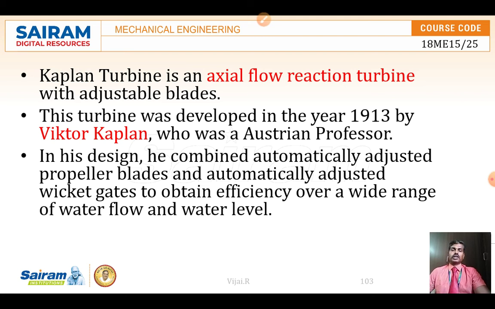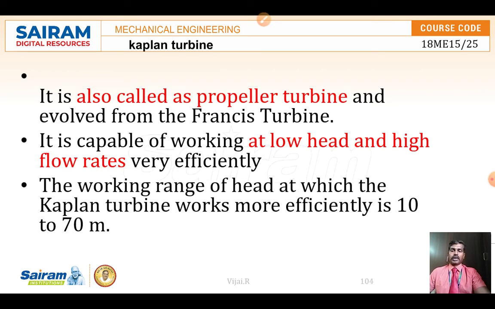This type of turbine we call a propeller turbine, and it is normally used in marine settings, at low head and high flow rate. It is capable of working at low pressure head, around 10 meters. So 10 to 70 meters is the working range of head at which the Kaplan turbine works.